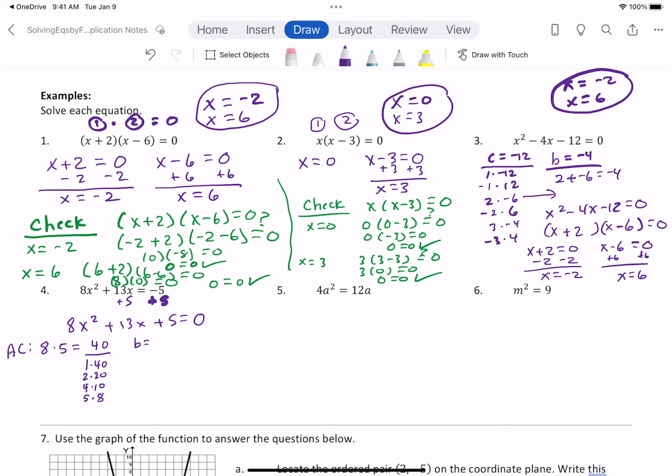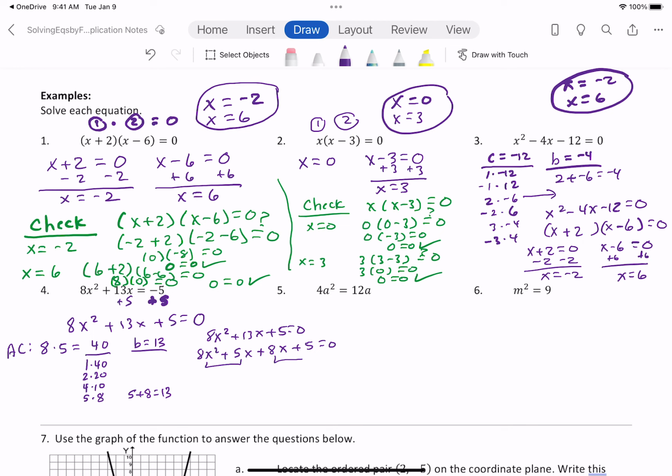So we need b equals 13. So the only pair of factors in the list we made that will add to 13 are the 5 and the 8. So remember with this one, when the a is not 1, this is where we have to rewrite the middle term. So we're going to write 13x as 5x plus 8x.